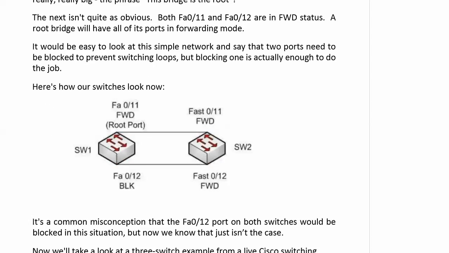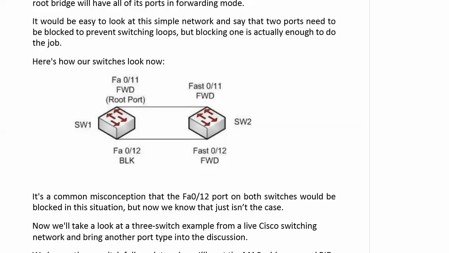So in the end here, we have 2 switches, 2 connections, 2 trunks, 4 ports involved, but only one of them gets put into blocking mode. Isn't that wild? You would think it was 2, but it's actually just 1. And that ends our 2-switch discussion, our 2-switch walkthrough.